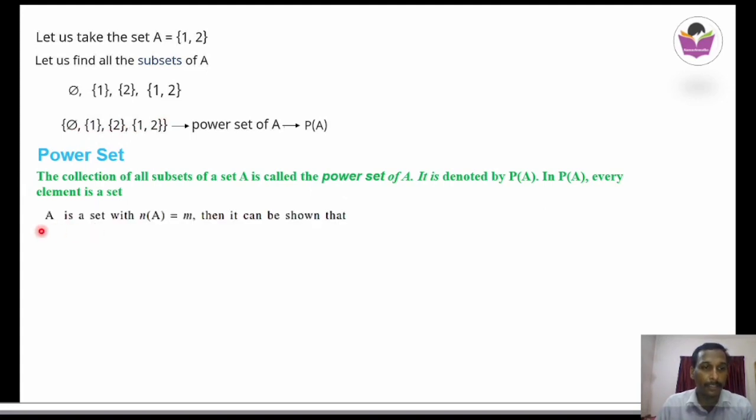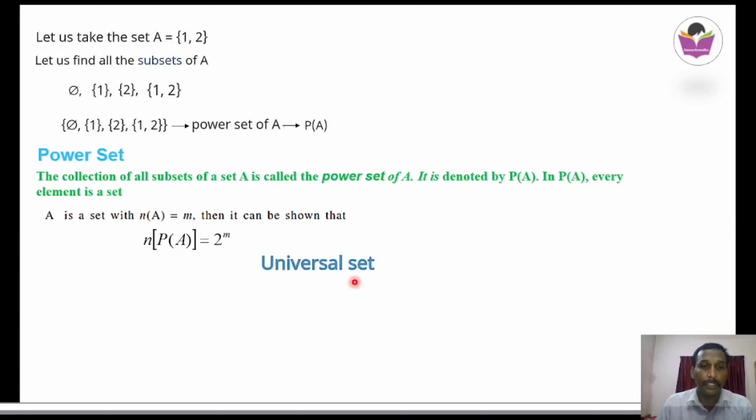A is a set with n of A equal to m. A particular set is there and it has m elements, the number of elements of A is m. Then it can be shown that n of P of A, the number of elements of P of A, is 2 power m. This is a formula, we have to just keep it in mind. If you want to find the number of elements of a power set, it is just 2 power m, where m is the number of elements of the single set A which is given to us.